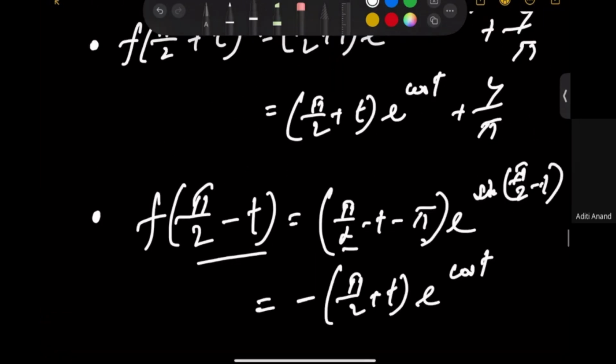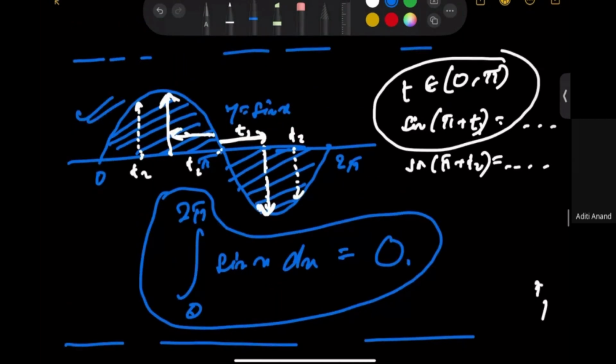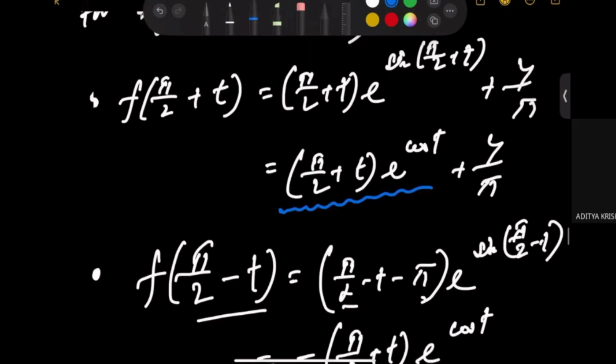So do you see any link between this one and this one? Do you see the phenomenon that I have described here? Can you see? The negative of the first function. Yeah.